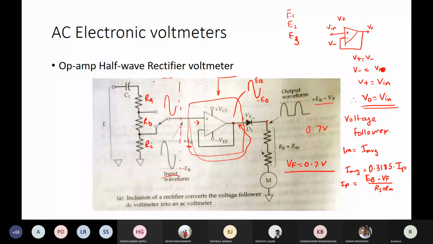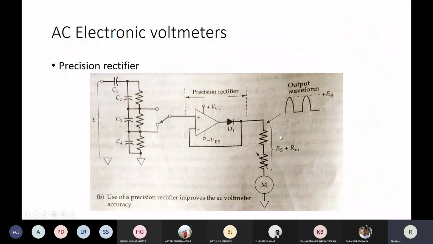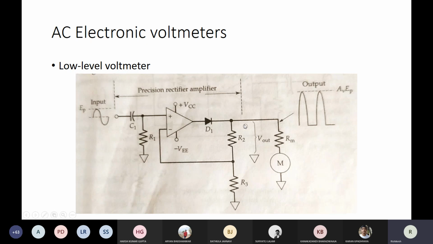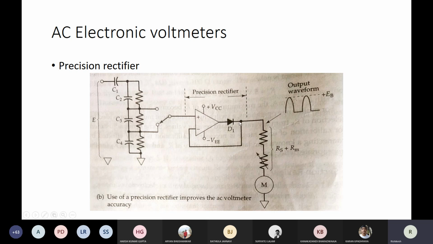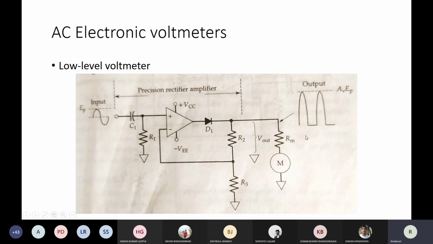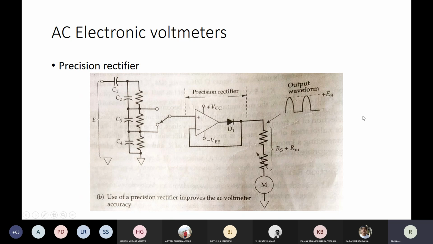Fine. So one can get rid of this problem associated with the voltage drop across the diode, which is a variable function of temperature and the diode make also. One can utilize this simple change where the feedback to the negative terminal is not derived from the output of the op-amp, but from the cathode terminal of the diode. So what have we achieved here? What is the output voltage in this case?